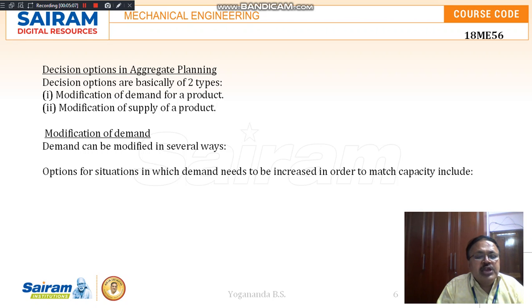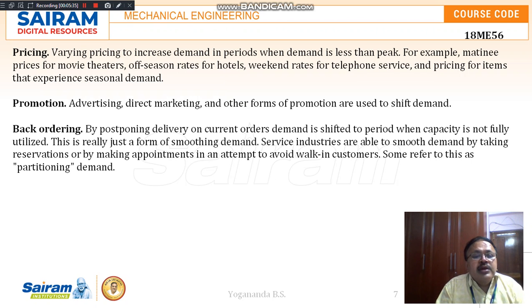First, modification of demand. Demand can be modified in several ways. There are situations in which the demand needs to be increased so that the capacity we have will be matched, that is, situations in which we alter the demand to meet the available capacity. The first is pricing. By changing the price we can increase the demand. In periods when the demand is less than peak, during a non-peak period, we reduce the price tag.